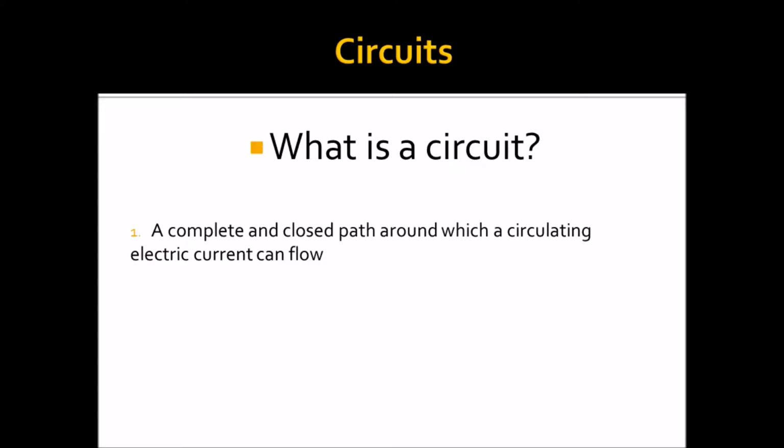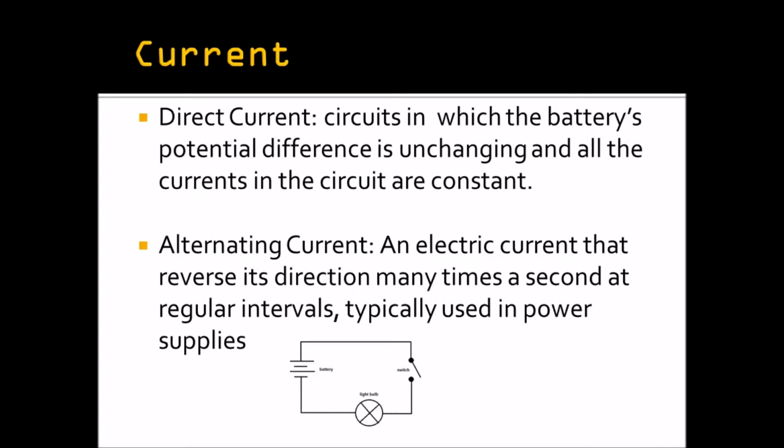Well, a circuit is a complete and closed path around which a circulating electric current can flow. It provides electricity to all your appliances in your house and, well, this video. Direct current is circuits in which the battery's potential difference is unchanging and all the currents in the circuit are constant. Alternating current is an electric current that reverses its direction many times a second at regular intervals, and it's typically used in power supplies.